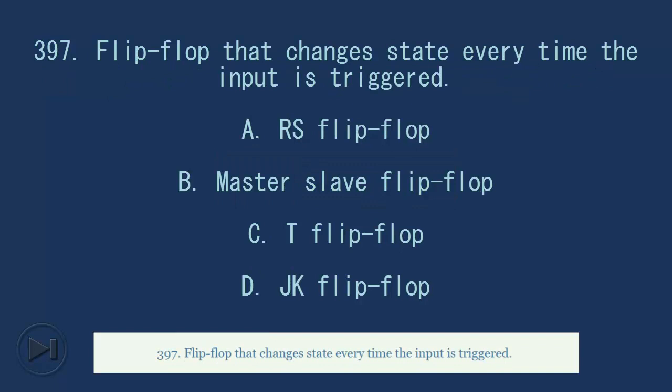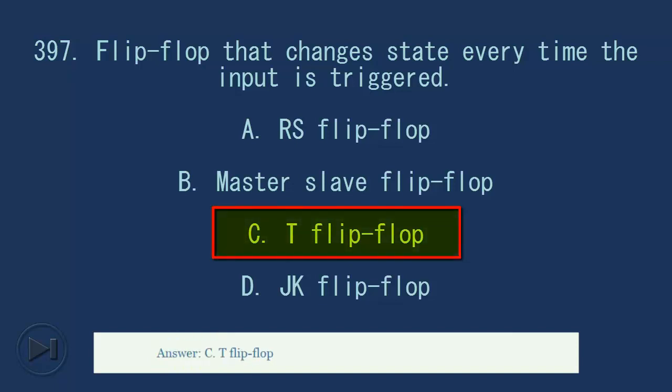397. Flip-flop that changes state every time the input is triggered. A. RS flip-flop. B. Master-slave flip-flop. C. T flip-flop. D. JK flip-flop. Answer: C. T flip-flop.